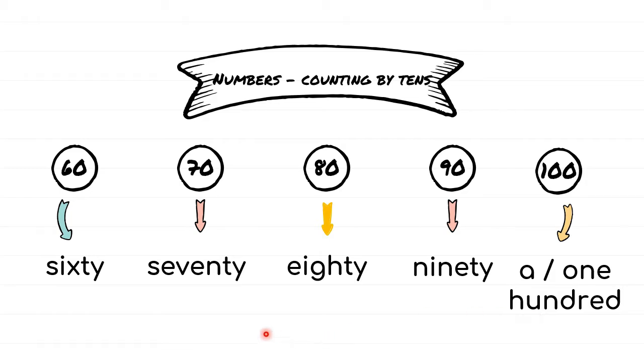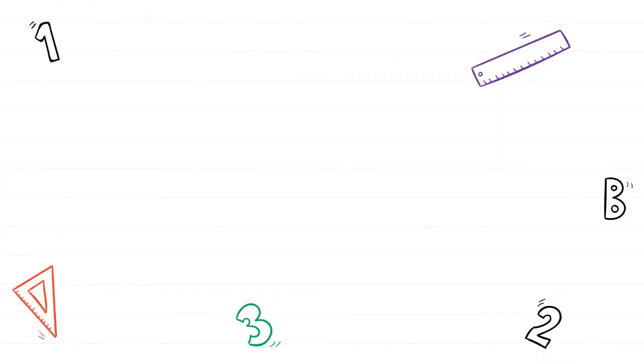Again, sekali lagi. 60, 70, 80, 90, 100, or 100. Next, let's get to know our tens. Okay. Seterusnya, kita mengenali nombor daripada 10.